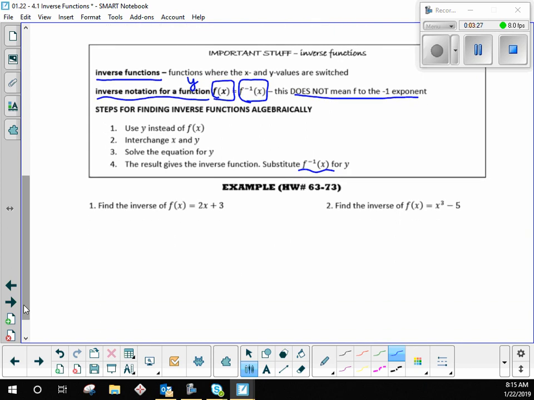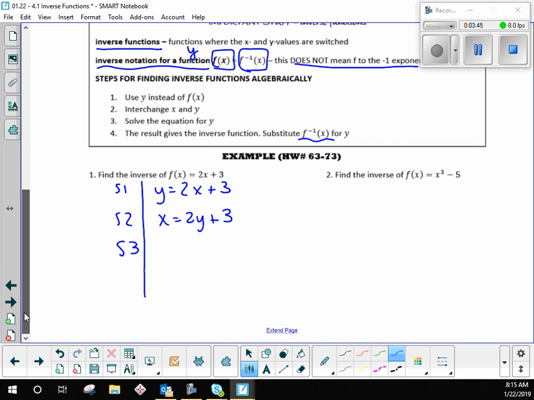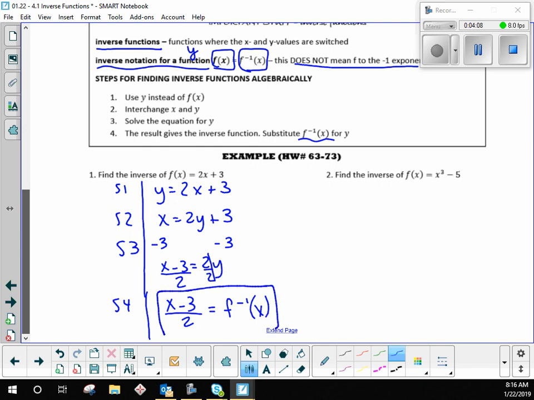So here's how that looks for this first example. Step 1, plug in y for f of x. Step 2, interchange x and y. Step 3, solve for y. So I do that by subtracting 3 from both sides. x minus 3 equals 2y, divided by 2. Step 4, write the result, substituting f of negative 1 of x for y. This is saying that the inverse of the original function is x minus 3 over 2.